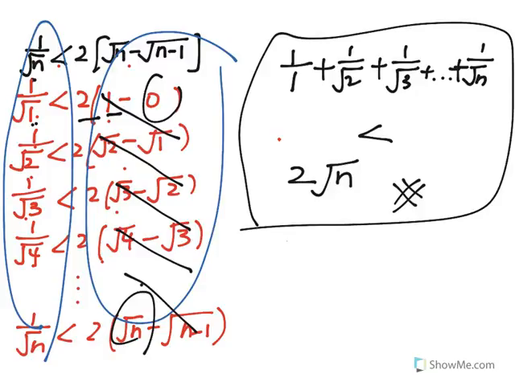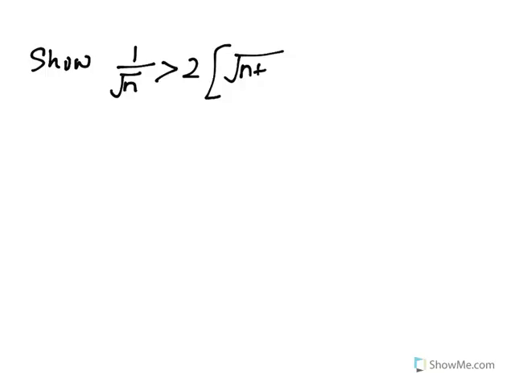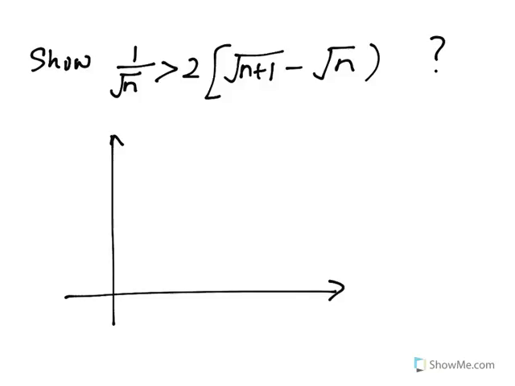Okay, part 3. How do we show that 1 over square root n is greater than 2 times root n plus 1 minus root n? How do we do this? This one you need to use another trick. So we consider again the shaded area.